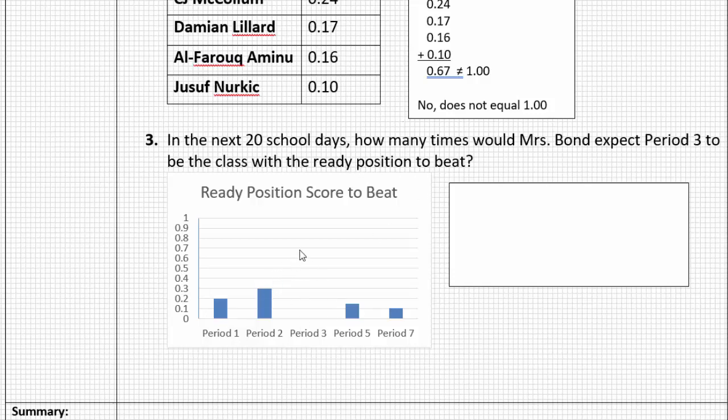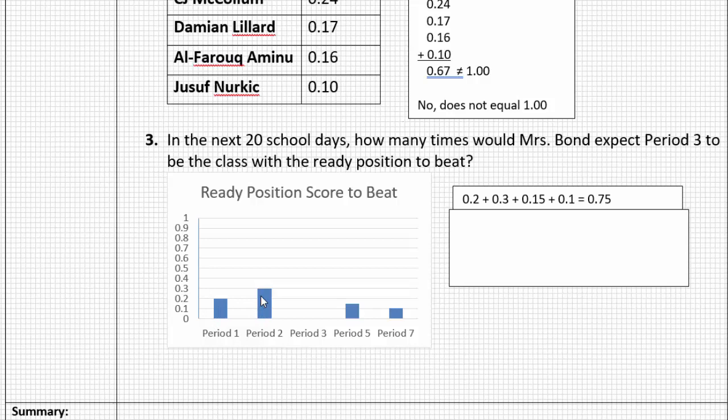Well, period 3 is missing. So what am I going to need to do? For this to be valid, I need to look at the data I have and make sure it adds up to 1 whole, or use that to figure out period 3. So period 1, I'm just going to display this here, was at 2/10. Period 2 is at 3/10. Missing the data for period 3. Period 5 has 15/100ths, or 15%, and period 7 has 10%.